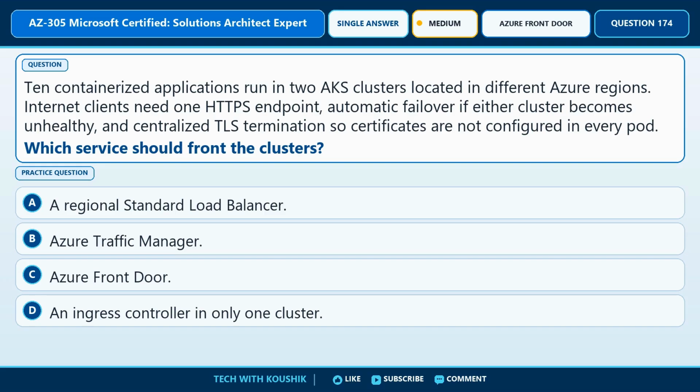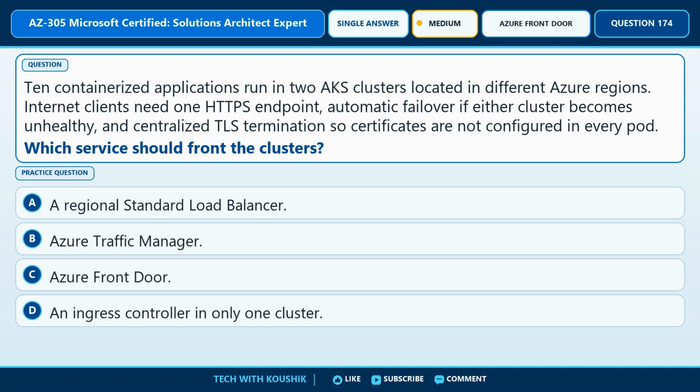10 containerized applications run in 2 AKS clusters located in different Azure regions. Internet clients need one HTTPS endpoint, automatic failover if either cluster becomes unhealthy, and centralized TLS termination so certificates are not configured in every pod. Which service should front the clusters?